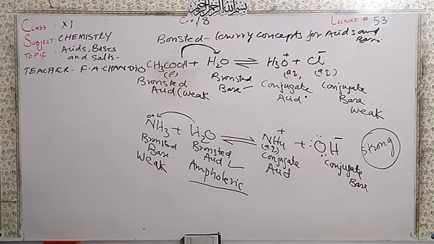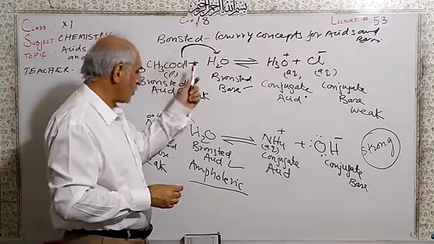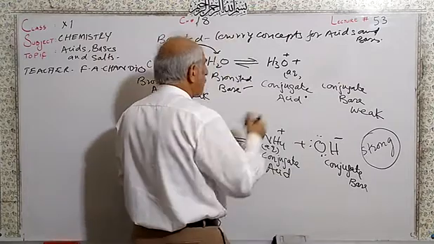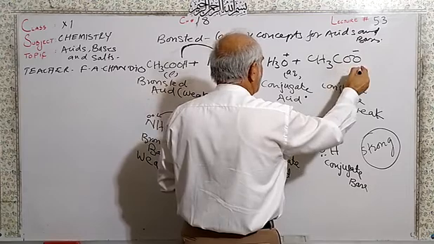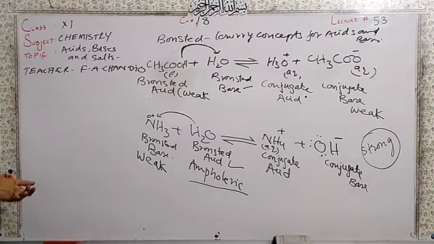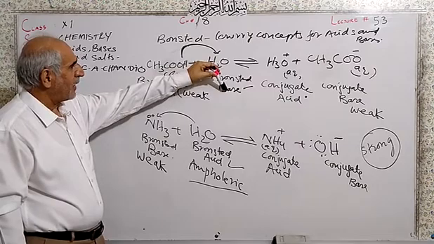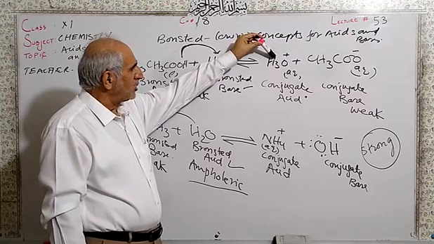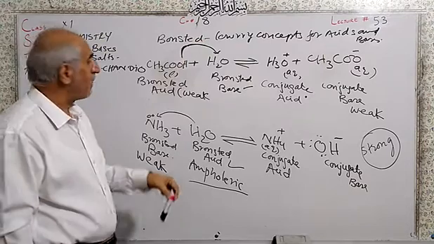Acetic acid is a Brønsted acid, but it is a weak acid. It donates a proton to water to give a hydronium ion and acetate. This is an acetate ion. So water is a Brønsted base. When the hydrogen is added to give a hydronium ion, this is called the conjugate acid of the Brønsted base.